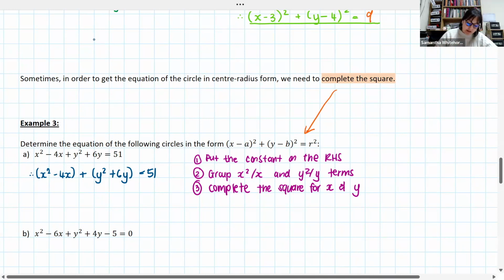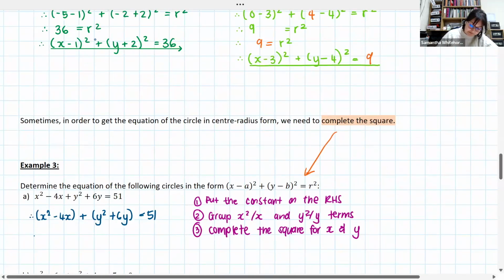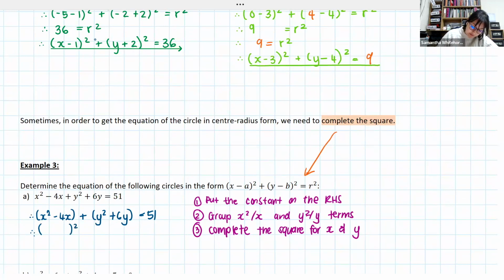So my little trick is, I think to myself, okay, I know I want to end up with a bracket squared in both of these cases. The bracket squared, when I eventually expand it, should take me back to my x squared minus 4x and my y squared plus 6y. That's what I should go back to. So the way for me to get x squared is to say x times x. The way for me to get y squared is to say y times y. So that's the first thing that goes into my brackets.